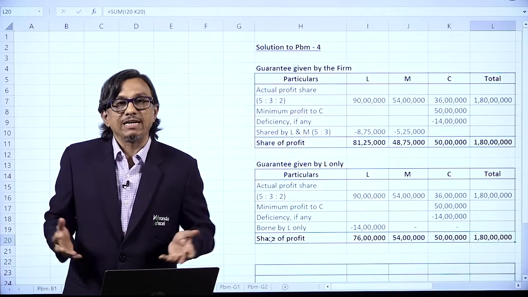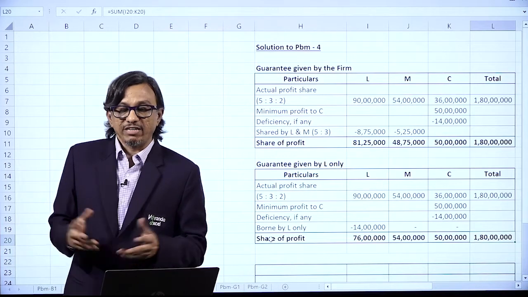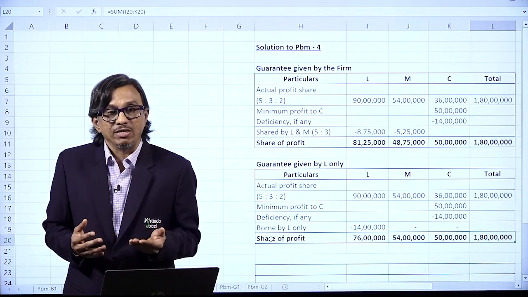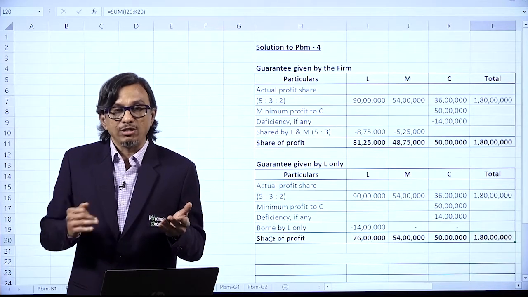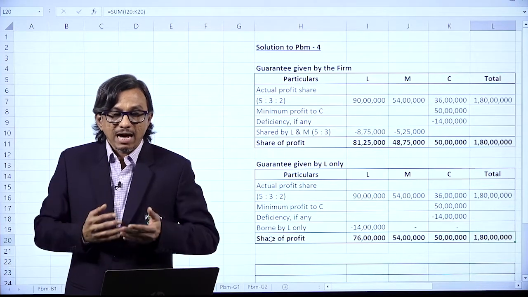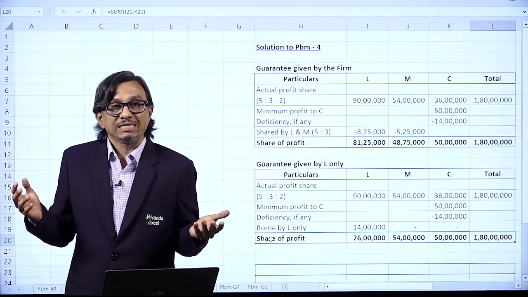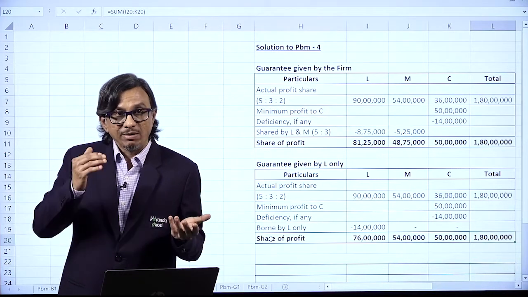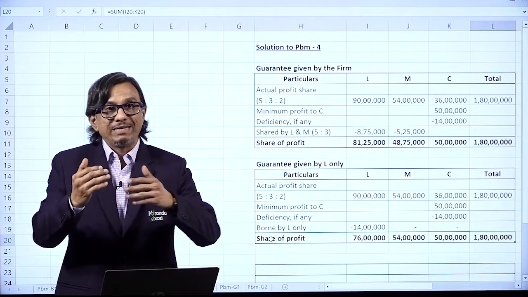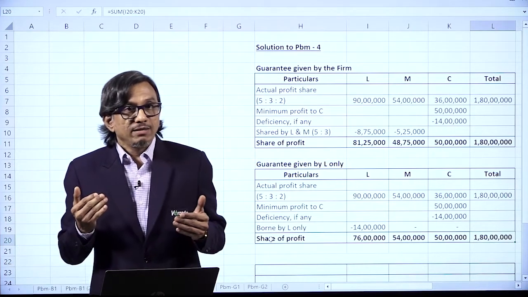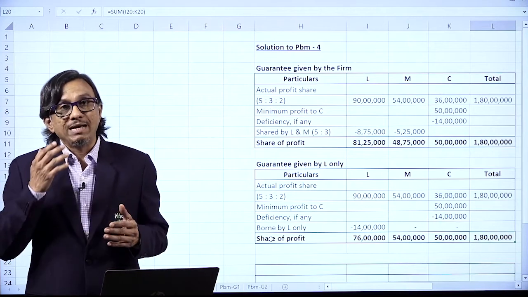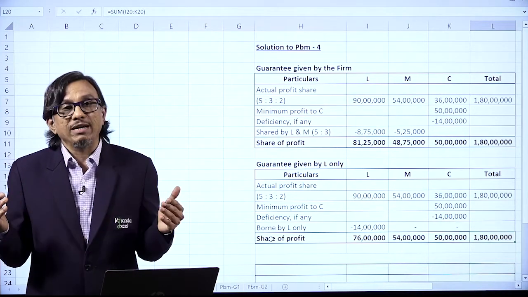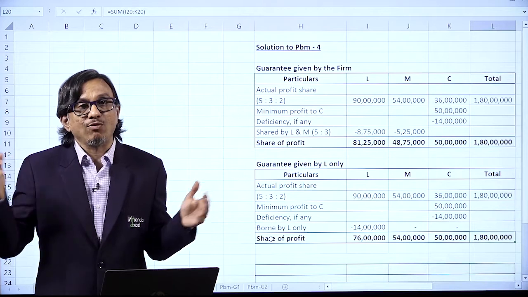So what is the journal entry you will pass? Very simple. In the second example, the journal entry will be L's capital account debit, because actual profit for C is 36 lakhs, but he should be given 50 lakhs. It should be taken entirely from L, the deficiency of 14 lakhs. So what we should do? We have to debit L's capital 14 lakhs, credit C's capital 14 lakhs.